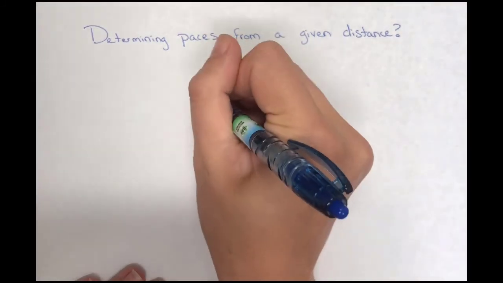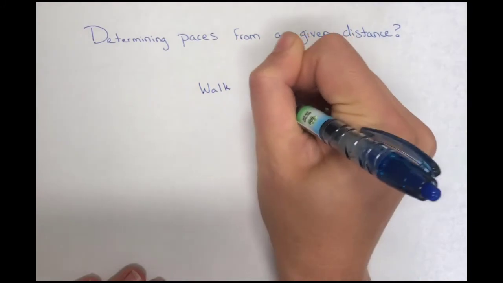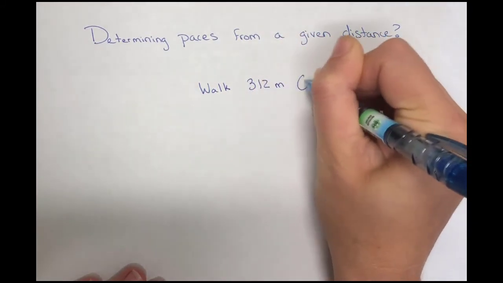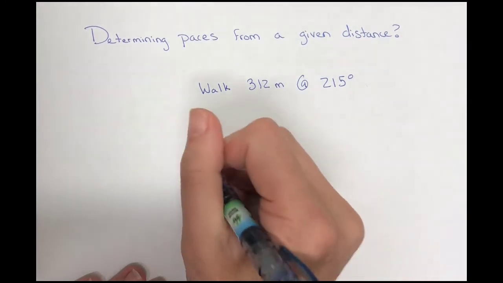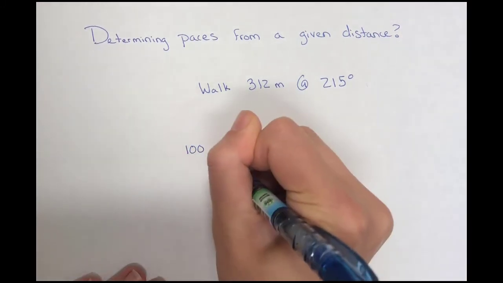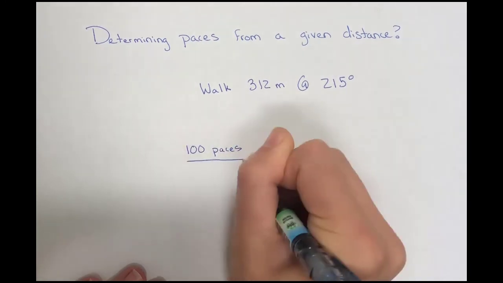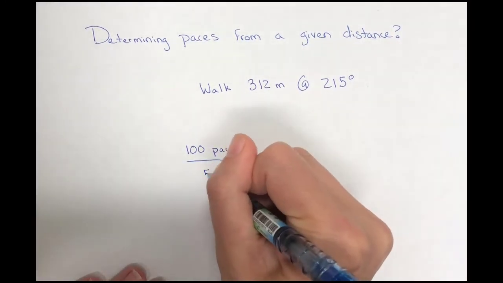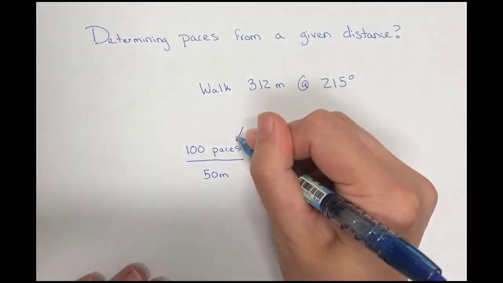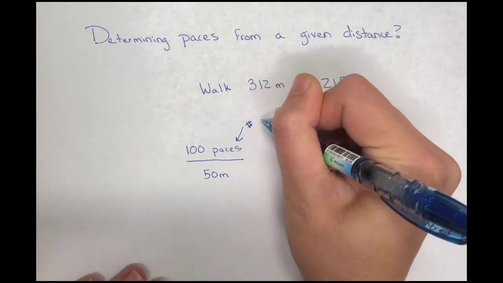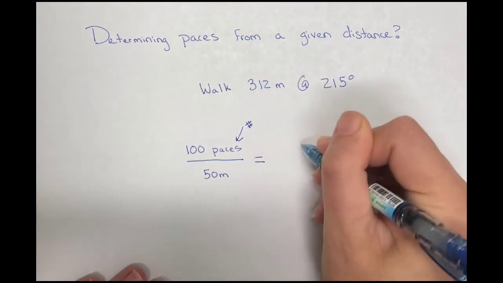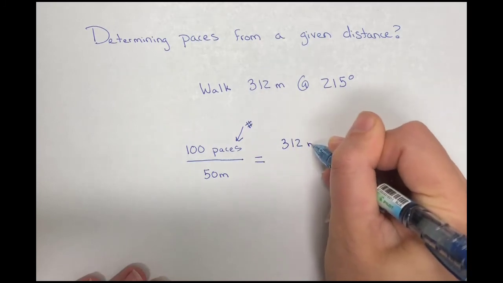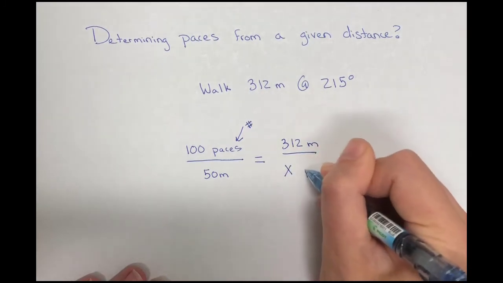So let's say that you were told to walk 312 meters at 215 degrees. And now you want to determine how many paces you need to walk in that direction. The way that I would set it up is to write 100 paces. If you went out and you figured out that you had 100 paces to 50 meters, you would put your number of paces that you figure out on average you have in a 50 meter distance. Then you can put equals 312 meters over X paces.